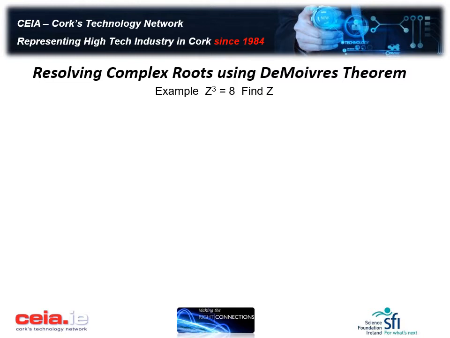Now, in the case of complex roots, it is very often the case that they will suggest using De Moivre's theorem or otherwise to resolve this problem. So the example we're going to look at here is z to the power of 3 is equal to 8. Find z. So z is the cube root of z to the power of 3. There are 6 steps to this. Let's go through them one by one.